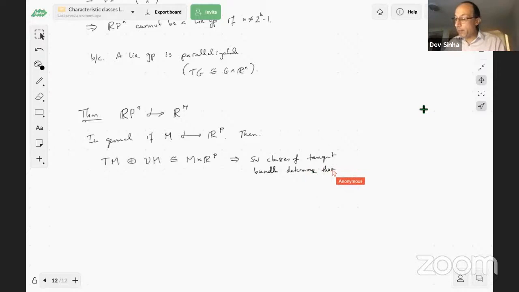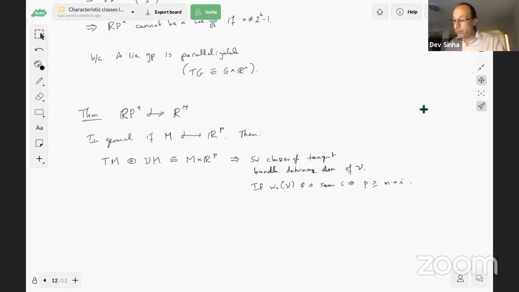And what we're going to find is, if w_i of the normal bundle isn't 0 for some i, that means that P must be greater than or equal to the dimension of M plus i. So that's the strategy.